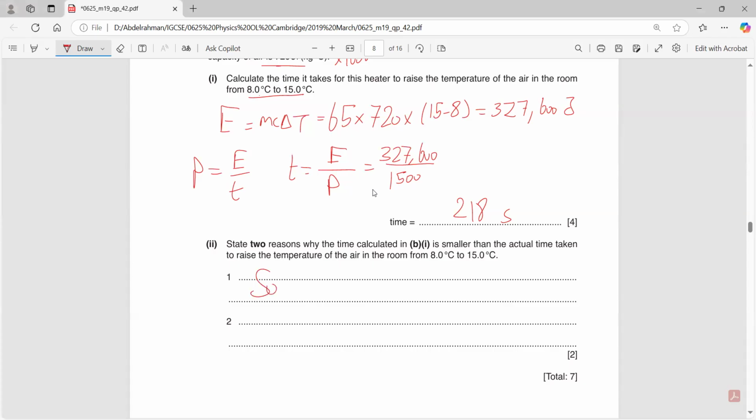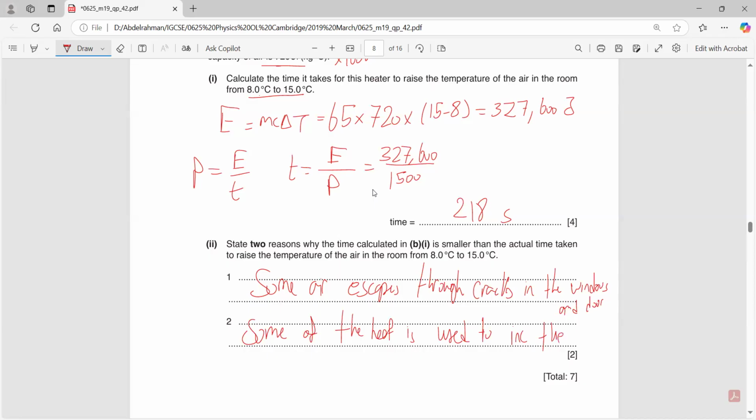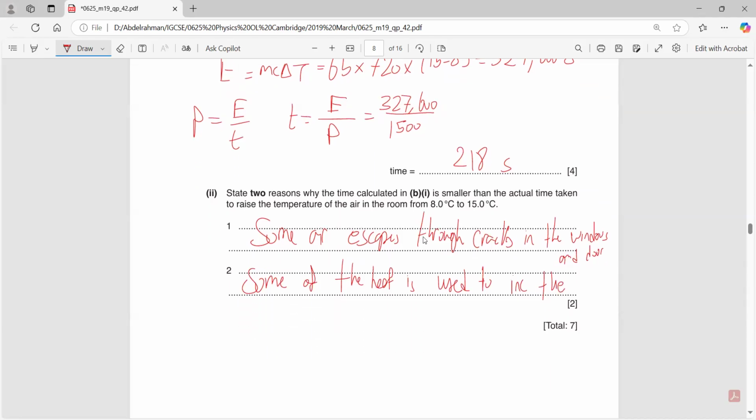Some air escapes through cracks in the windows and door. Some of the heat is used to increase the temperature of the furniture.